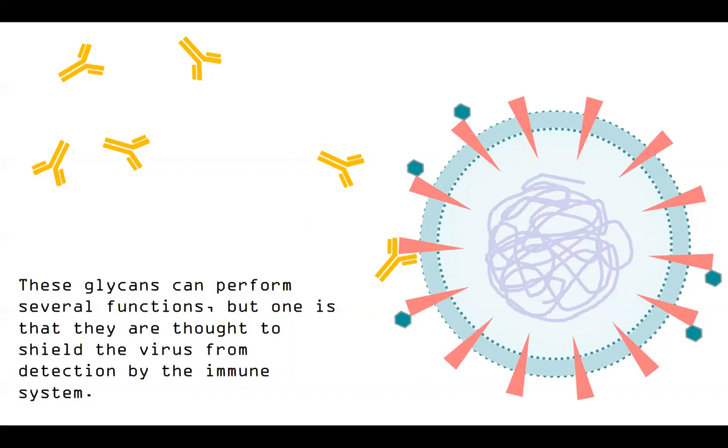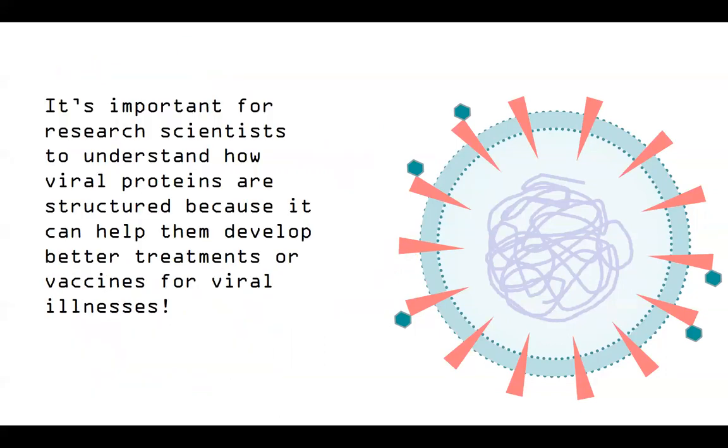Therefore, it's really important for research scientists and physicians to understand the way that viral proteins are structured. You may have watched the first three videos thinking, I'll never need to know about the Golgi apparatus because I'm going to medical school. But again, it's really important to understand this, because understanding the actual structure plus the carbohydrates that are added can help develop better treatments for vaccines and other viral illnesses.